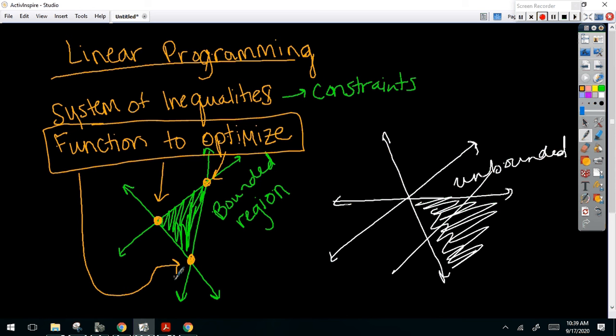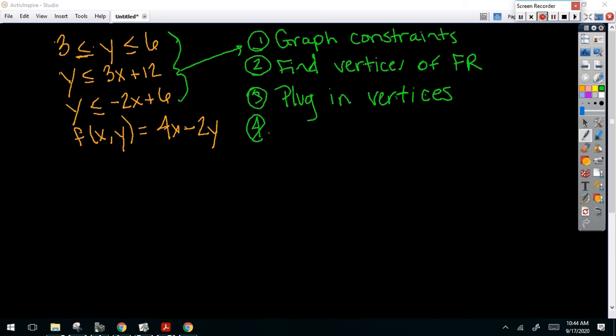So if it asked me to maximize the function, I would choose the vertex that gave me the biggest value when I plugged it in. If it asked me to minimize the function, I choose the vertex that gave me the smallest value when I plugged it in. You have to test all the vertices though. You won't know until you test them all. So let's look at this particular one.